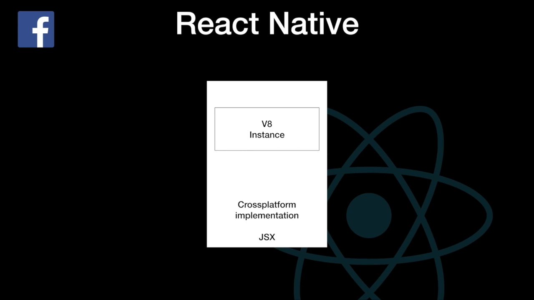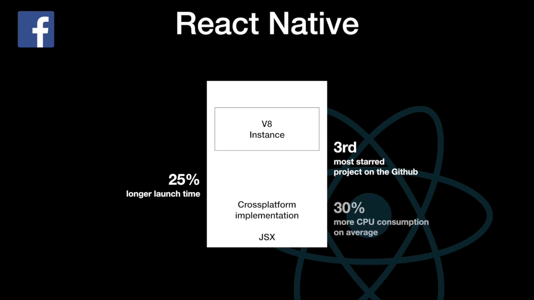The most popular mobile application development framework now is React Native, which is based on React by Facebook. And now it's the third most starred project on the GitHub. It tells that it's really beloved by the community, but it has some problems. For example, longer launch time and high CPU consumption.